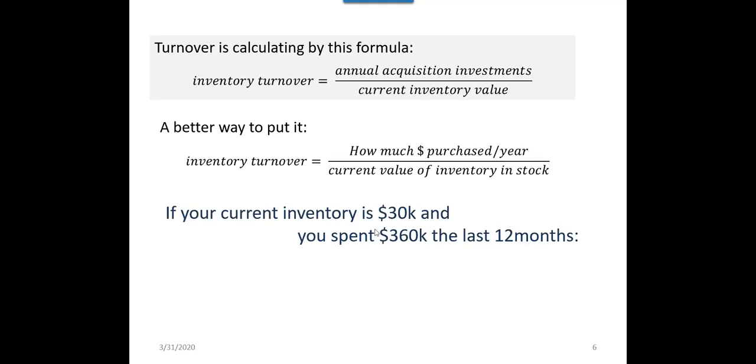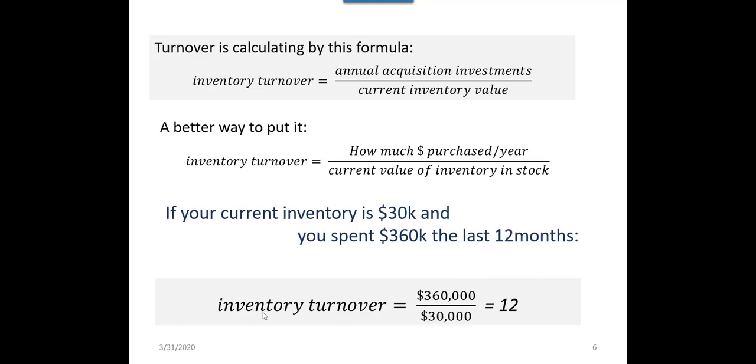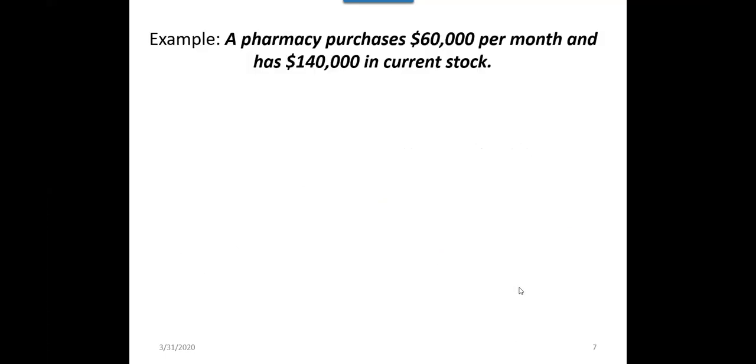So if your current inventory is $30,000, that means if I went to my shelves, let's say the shelves in our classroom, and we had $30,000 in drugs on it, and we spent $360,000 during the last 12 months, what's our turnover rate? Basically, this means we're keeping about $30,000 on our shelves all the time. We replace this much throughout the year. So would that be a good turnover or a bad turnover rate? Very good, guys. That's a great turnover. You get a big bonus.